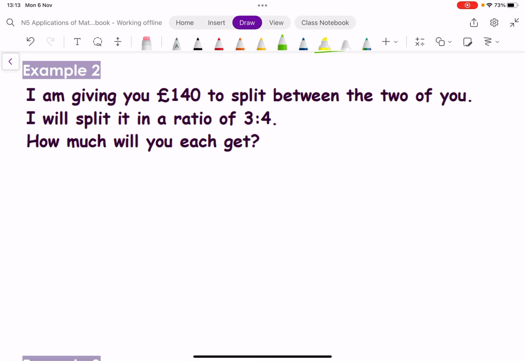In this one, I've got £140 to split between 2 people. So I'm going to split it in a ratio of 3 to 4. So step number 1, we're going to add the ratio together to find out how many parts there are all together. So 7. I'm then going to split the £140 into 7. And that'll tell me how much 1 part of the ratio is worth. So that's £20. Then we're going to use the ratio to share that. So I'm going to have 3 lots of 20 at this side and 4 lots of 20 at this side. So it's a ratio or a split of £60 to £80.